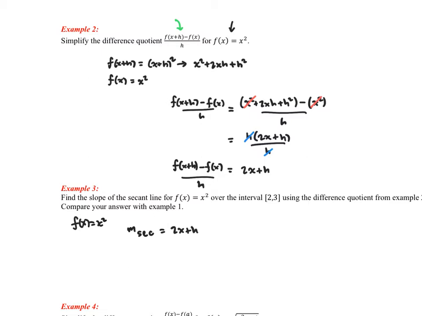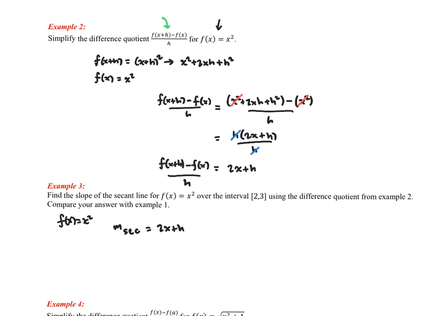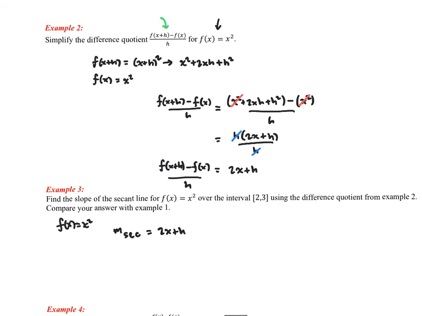So as I look at example 3, let me zoom out here. I think I'm missing part of it. Oh, there we go. Find the slope of the secant line for f of x equals x squared over the interval from 2 to 3. Okay, so that should be the same as example 1's answer. And we found the slope of the secant line for example 1 using the different form to be 5. Let's see if it comes out to be the same.